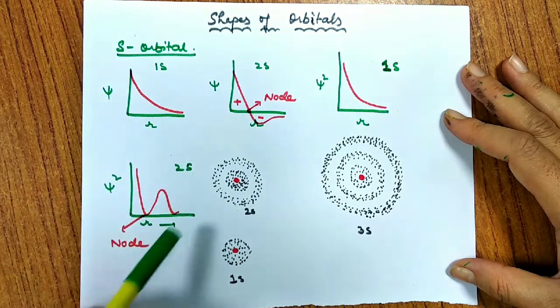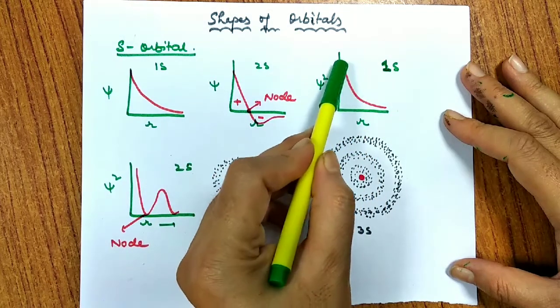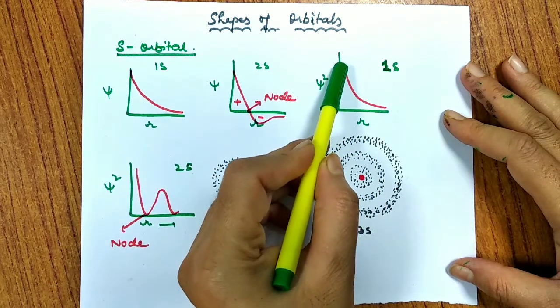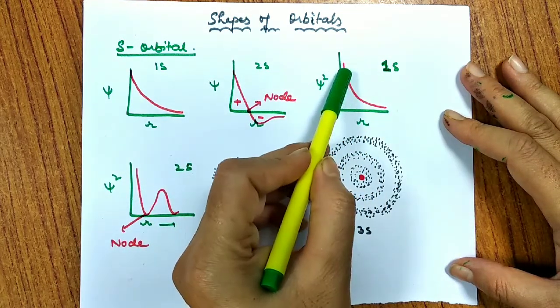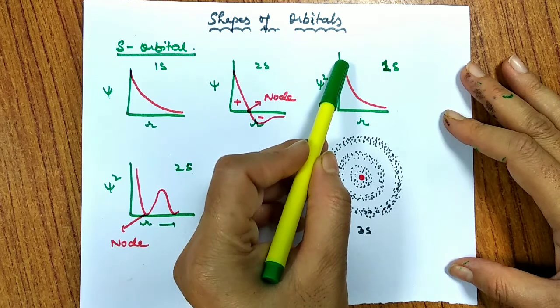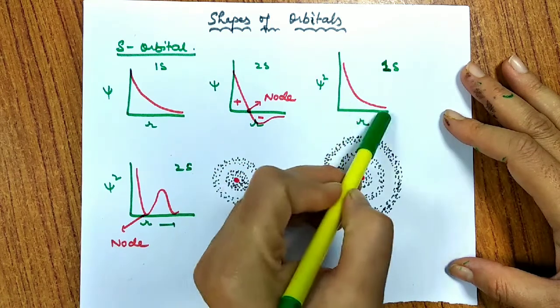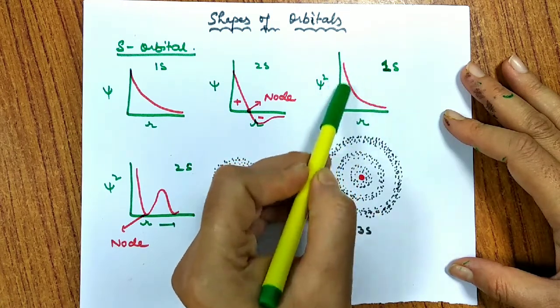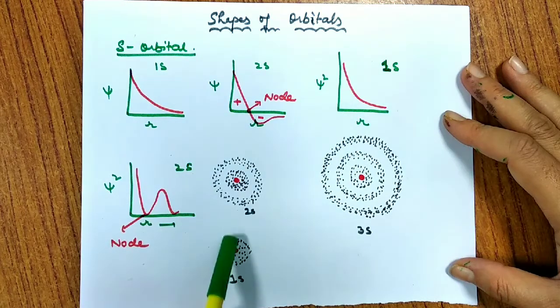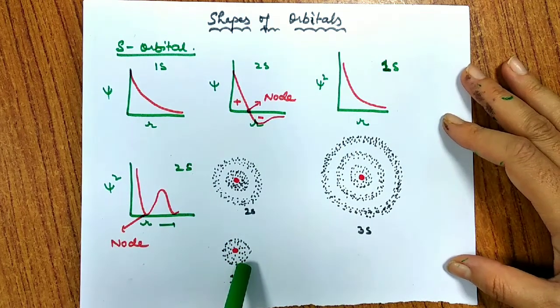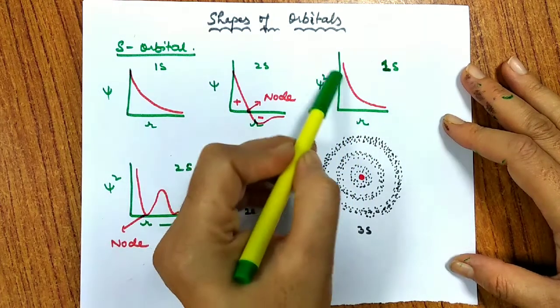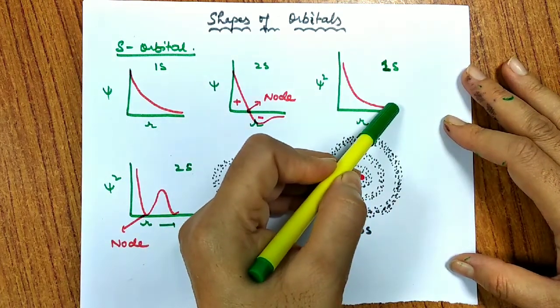When we talk about psi square for 1s, we observe that it is maximum in the initial stage, when the distance is very small or near the nucleus. As soon as the distance r increases, psi square, the probability of finding the electron, decreases. As we move away from the nucleus, finding the electron is less likely. So the probability decreases. This is the case of 1s.